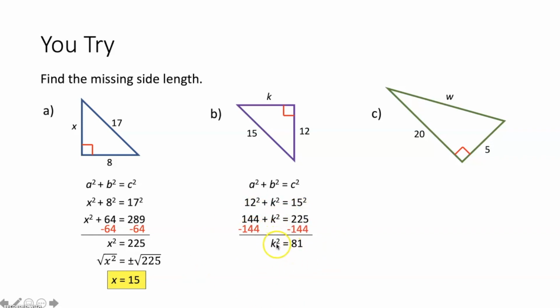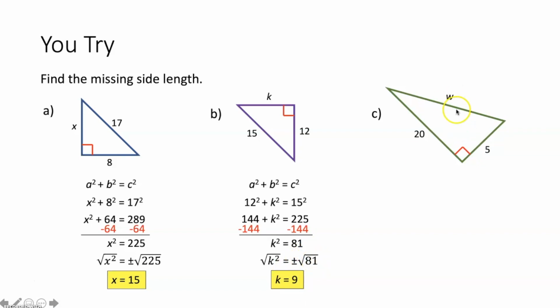I then get k all by itself by getting rid of the square, so I have to square root both sides, and anytime you square root a variable that is squared, you have to put plus or minus on the other side. But we said today we're just dealing with the positive version, the principal root, because we're dealing with side lengths of triangles, which can't be negative. So k has to equal 9.